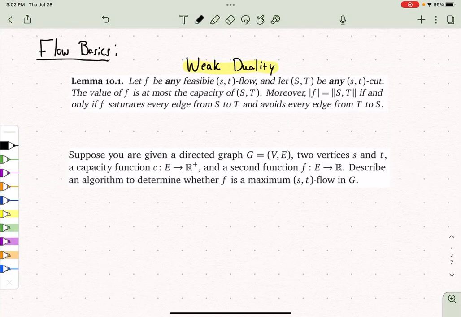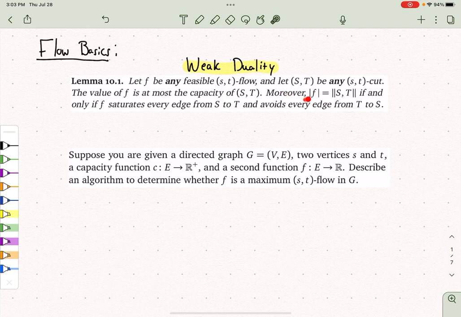In this video, we're going to talk a bit more about max flows. First, I want to remind you of a really important property of max flows called weak duality. This is Lemma 10.1 from the book, and it says that if you have any feasible s-t flow F and any s-t cut (S, T), then the value of F is at most the capacity of (S, T), and that holds for any F and any (S, T). It doesn't matter which ones.